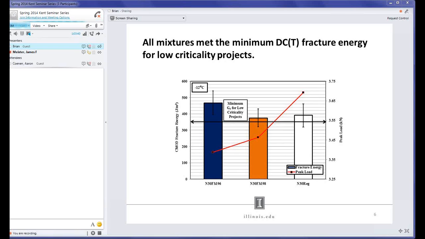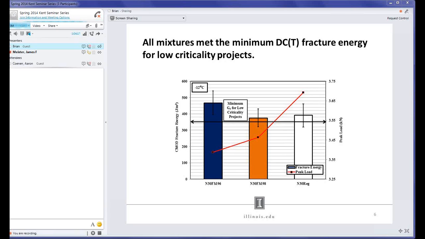We tested both cores, which the core is being passed around, but we also tested lab compacted samples. Didn't see any statistical difference between those two when we remixed them. But all these mixes also passed the minimum fracture energy for low criticality projects based on the low temperature cracking study that was done at University of Minnesota. That project finished up, I believe, two years ago, and it was a pooled fund study between Minnesota, Illinois, Wisconsin, and a couple other states.